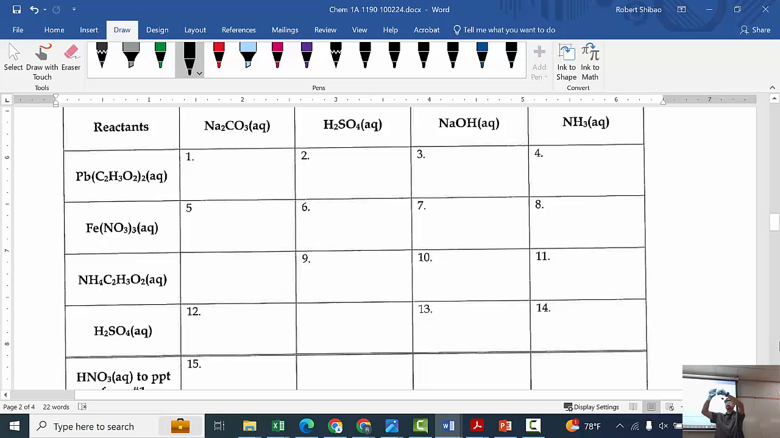Do you see that? And we got a, what would you call that? Dark orange. Burgundy. Dark orange precipitate. This precipitates iron 3 hydroxide. Iron 3 hydroxide is going to be attacked by acid.